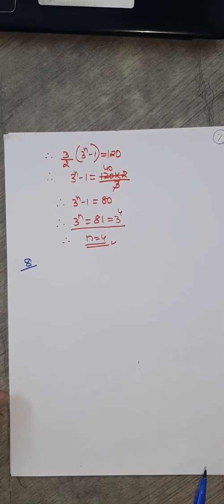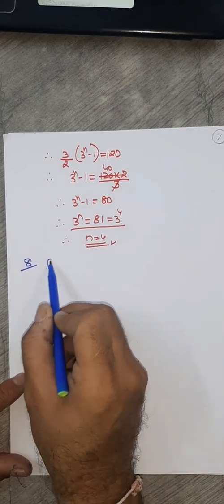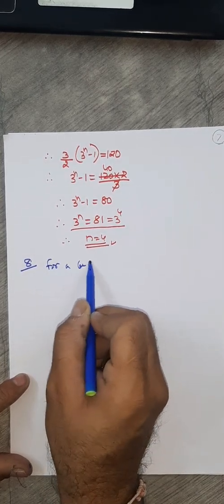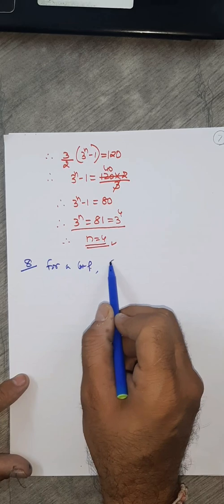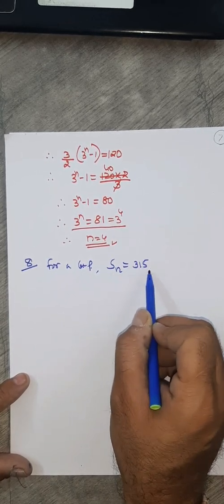The 8th question: the summation of some terms of a GP is 315. So for a geometric progression, we are given that Sn equals 315. Okay.